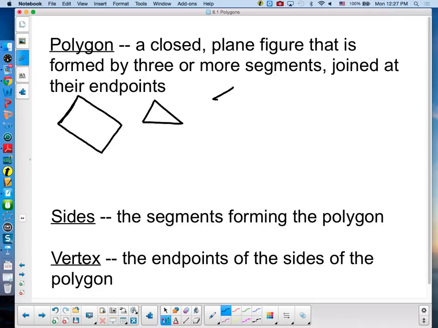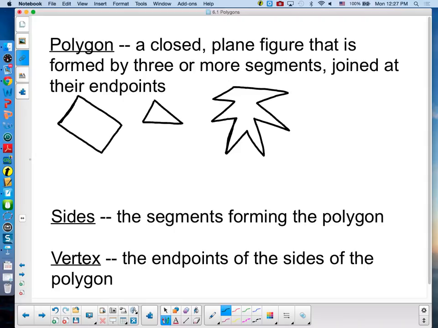A polygon could be, I'm trying to make sure I go straight. Some random, this one kind of looks a little curved. A random shape. That's a polygon. Straight sides, closed. Segments connect just at the endpoints.